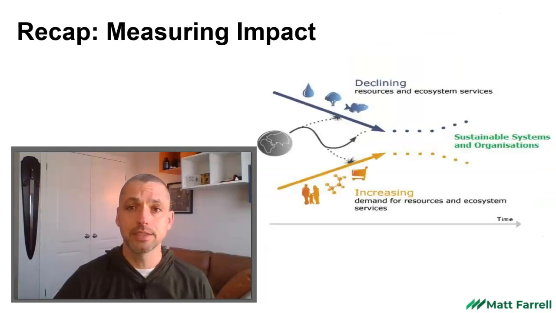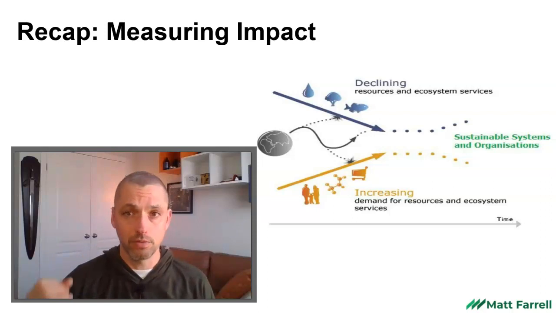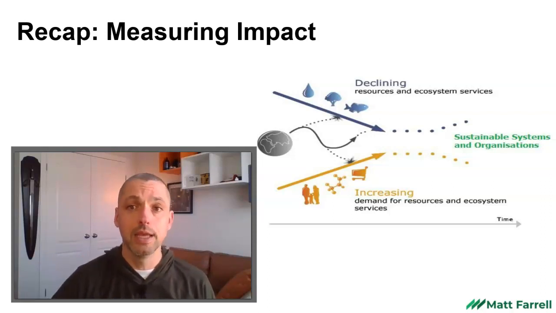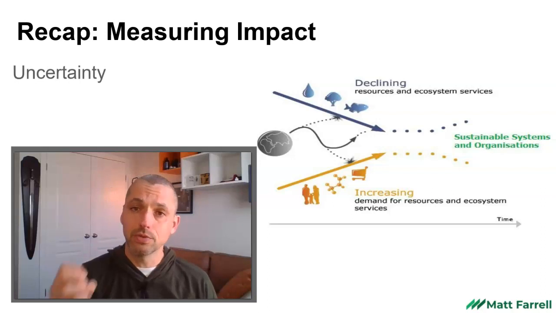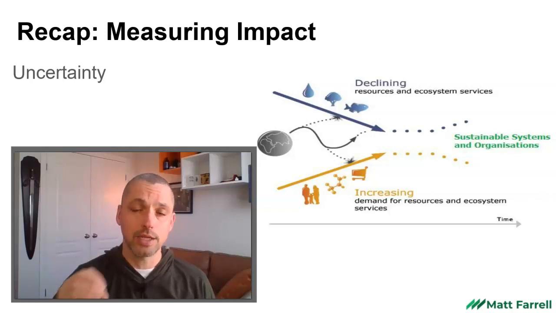Now, just to recap, this is a fundamental challenge. Increasing population, increasing demand for more resources, yet declining resources. And the question mark, of course, being impact. What is the role of population growth? What is the role of affluence? What is the role of technology? There's a lot of uncertainty in this model when we're trying to understand the impact of human activity.